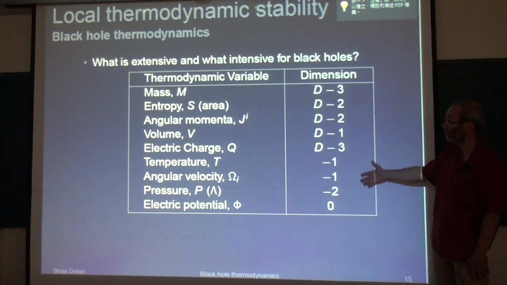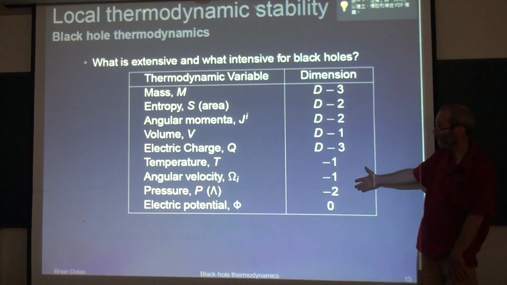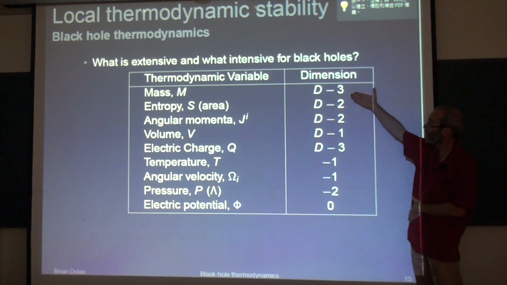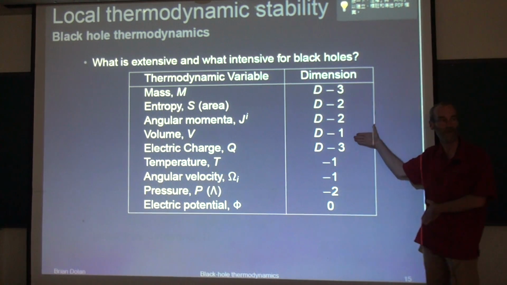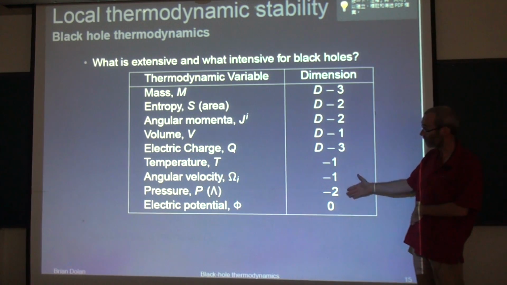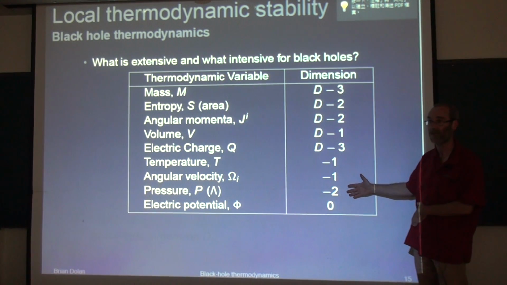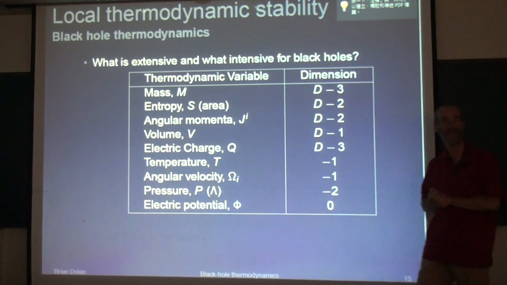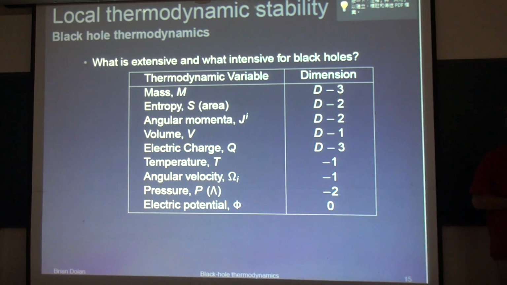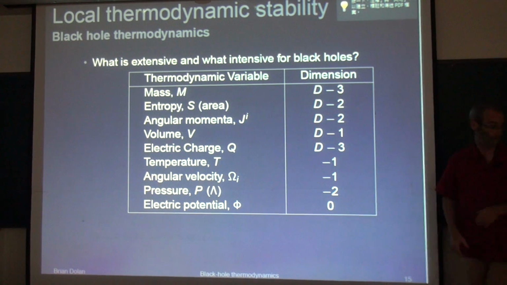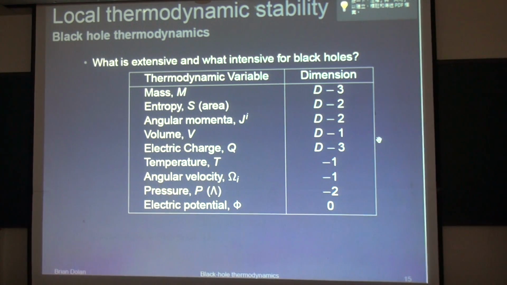So you can work out the scaling dimension of these various physical properties of black holes, and I would propose that the quantities whose scaling dimension depends on the dimension of space-time should be considered to be extensive. And the quantities whose scaling dimension is independent of the dimension of space-time, I'll call intensive. That's just my definition. You can disagree with it if you wish. There's no accepted definition in the literature of what extensive and intensive is for a black hole. But I think this is a reasonable working definition.